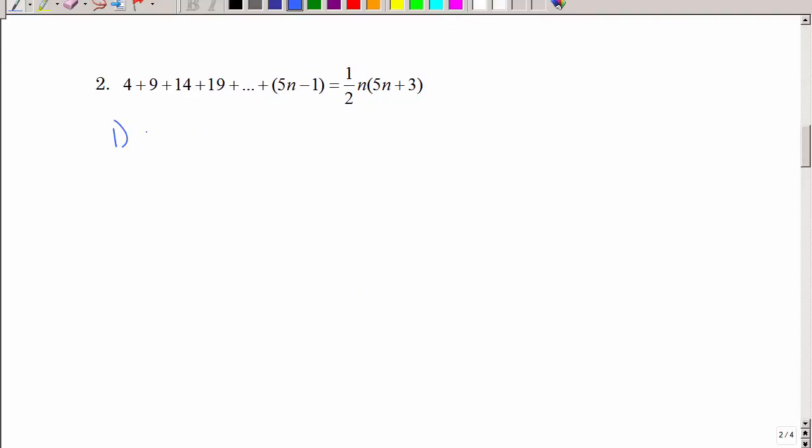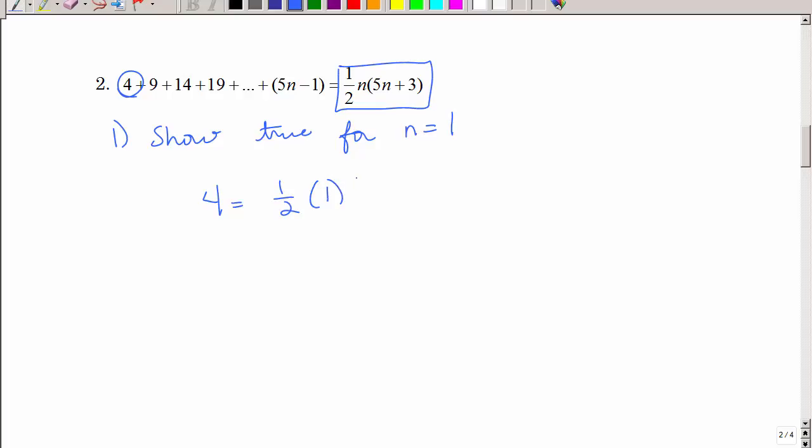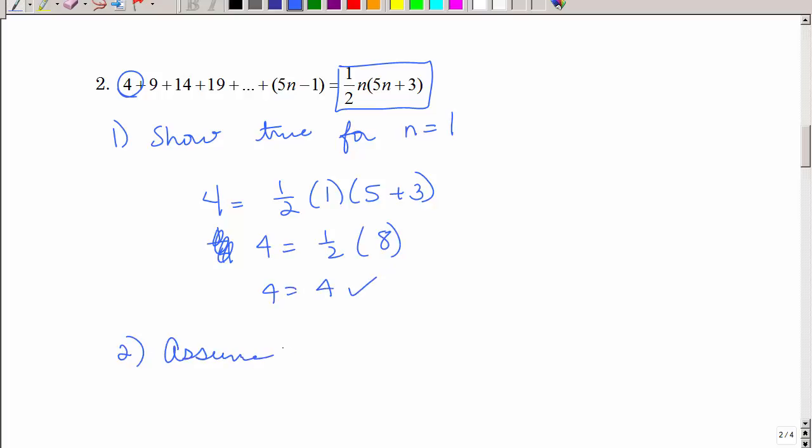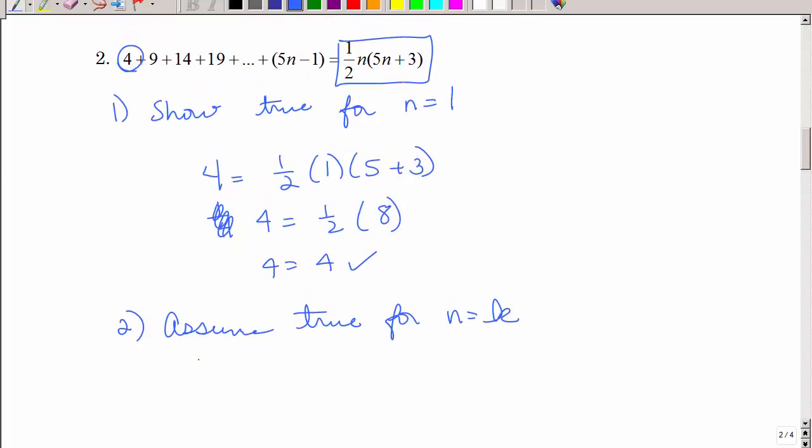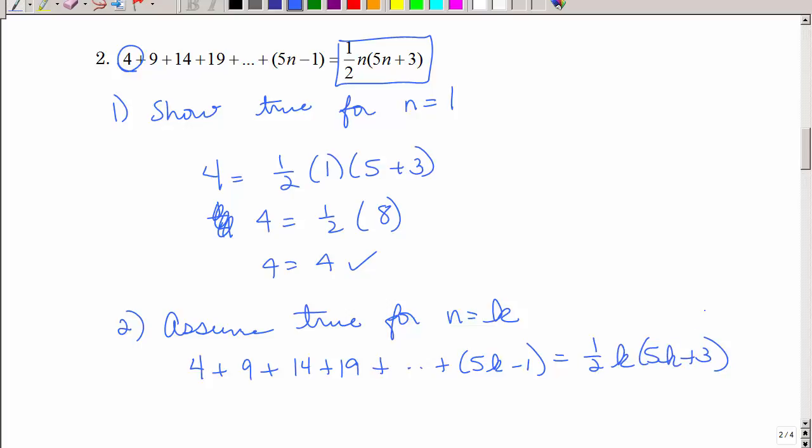So again, let's go through the steps. We want to show or prove true for the first term. So does this first term equal this when we replace n with 1? Oops, not 1/4 but 4. And yes, 4 equals 4. So then we assume true for n equal to k, our assumption statement. So 4 plus 9 plus 14 plus 19 plus 5k minus 1, does it equal this? Not does it, it does. We're assuming that to be true.